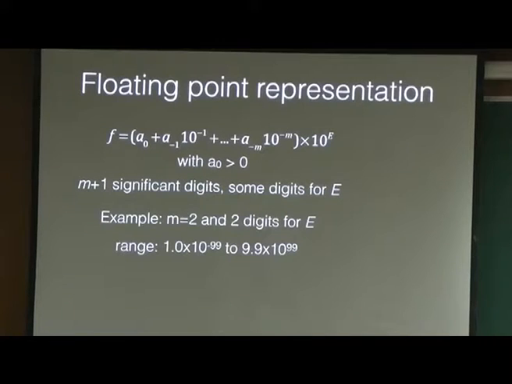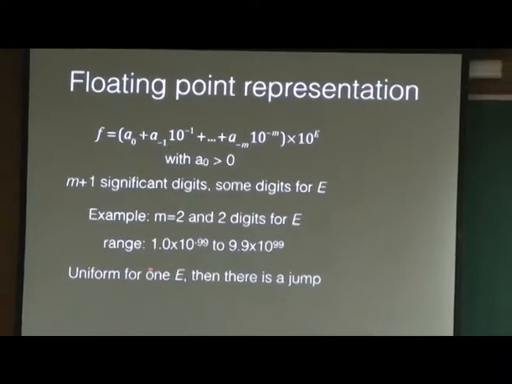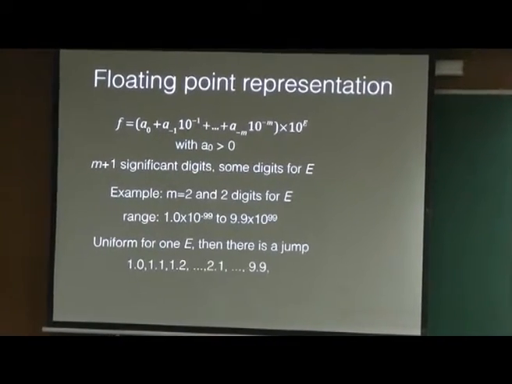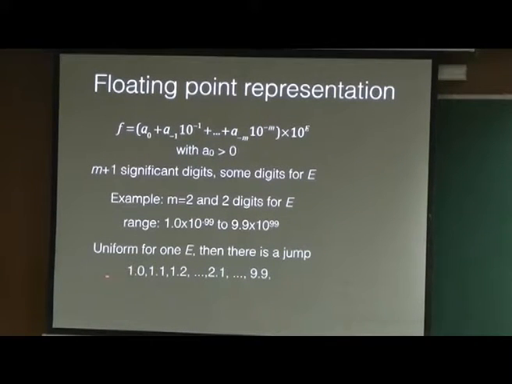Now, let us look at, are the numbers uniformly spaced in this representation? They are not uniformly spaced. They are uniformly spaced for one single E, but then when you go to the next E, there is a jump. To see an example, take this part 1.0. Here I am making the exponent E equal to 1, so the spacing is 0.1 clearly.